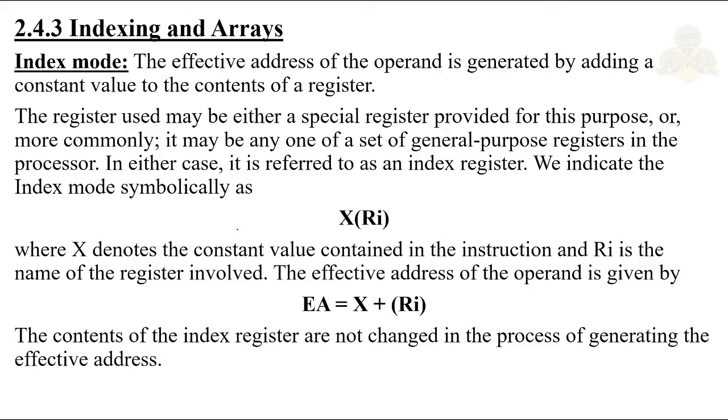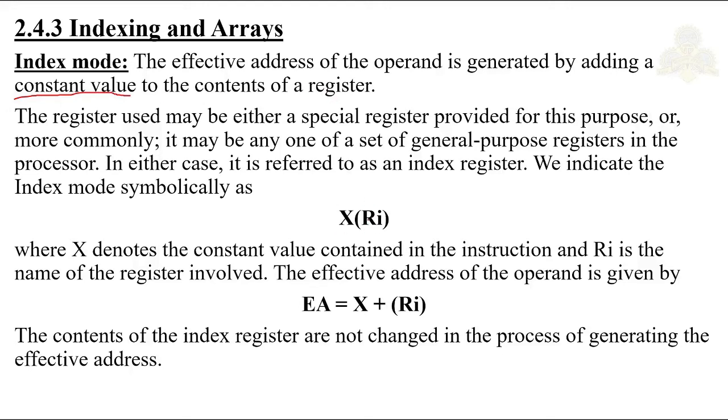Whenever there is an instruction, it does not give the operand or its address directly. Instead, it provides the information from which the memory address or the register holding the operand can be determined. This is called the effective address. Now in index mode, the effective address of the operand is generated by adding a constant value, this is important, to the contents of the register.